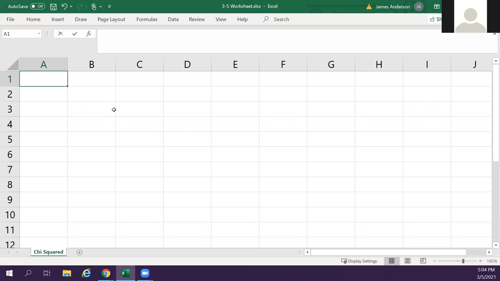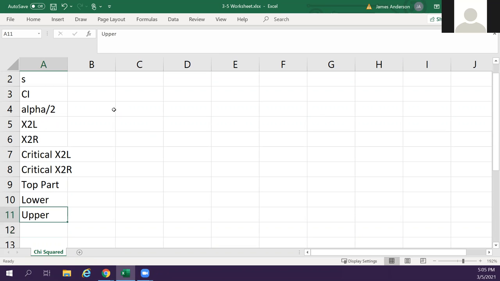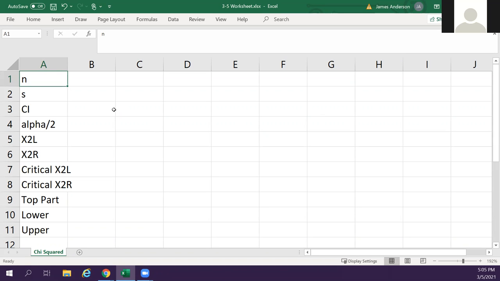To do chi squared, we need, for this one, the confidence interval, alpha divided by two, x to L, x to R, chi squared left, chi squared right, critical values, and the top part, because I like checking and doing stuff, and then I can do lower and upper. Well, okay, I don't technically need the top part, but for the formula I do that because it's used in both formulas.